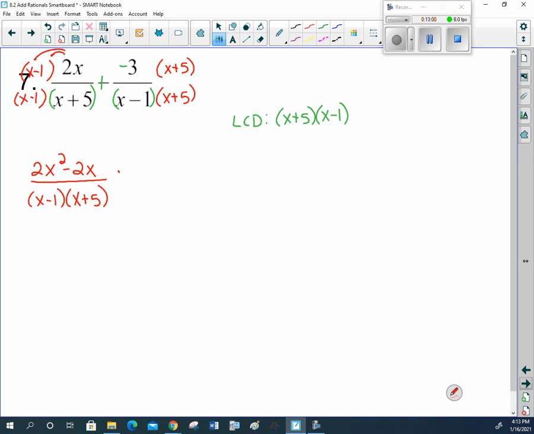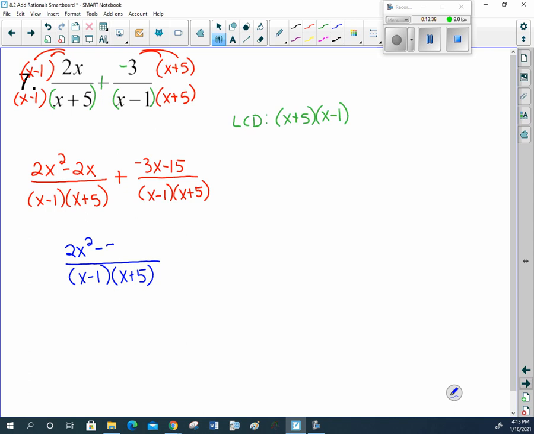Okay, now I'm going to do the other piece, plus, and now I'm going to do the distributive property again. So negative 3x minus 15 over x minus 1, x plus 5. Okay, so like I said, some of you are going to be able to skip this middle step and go straight to the answer, and that's okay. Write down as many steps as you need to keep track of your work and know what's going on. So x minus 1 times x plus 5 is my common denominator. 2x squared minus 2x and negative 3x is negative 5x, and then minus 15.